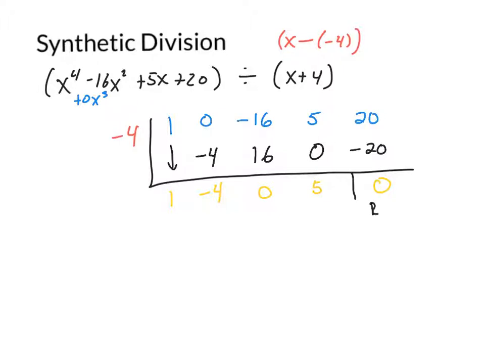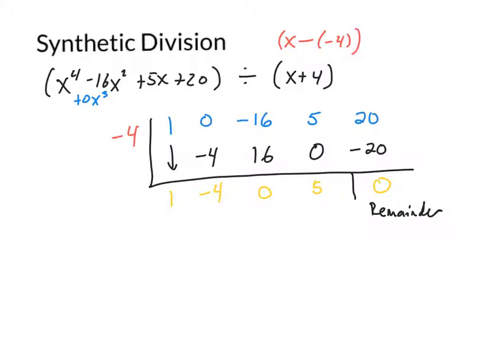And so what this tells me, just a reminder, is that this is my remainder. 0 is the remainder. Okay, 0 doesn't have to be a remainder, but I chose it to be in this case, so we can still think about this as a factoring process. I'm able to factor out x plus 4 from this polynomial here, x to the 4th minus 16x squared plus 5x plus 20.